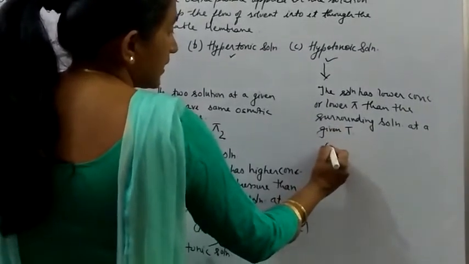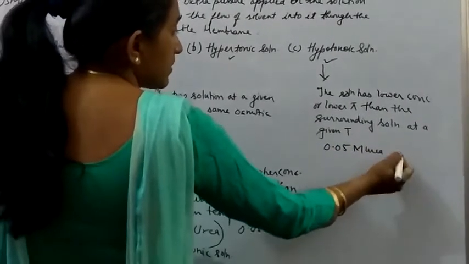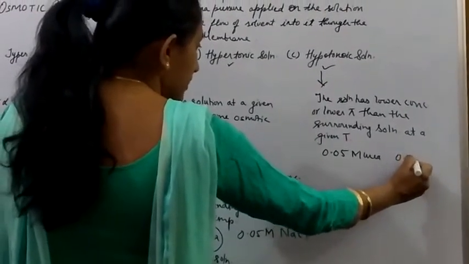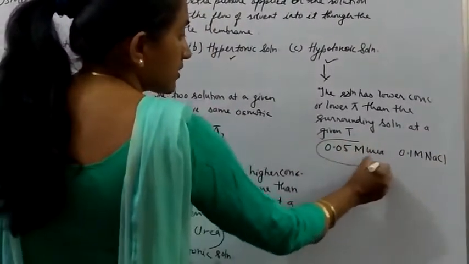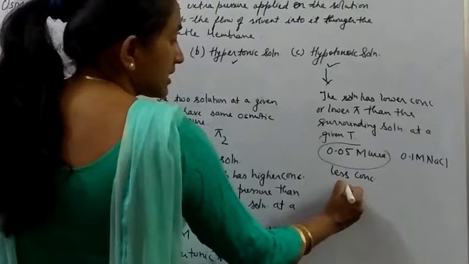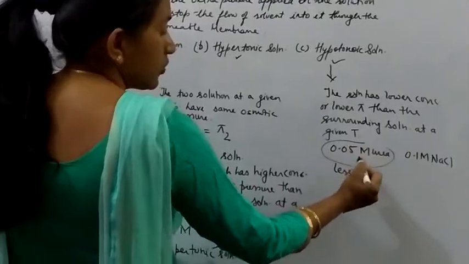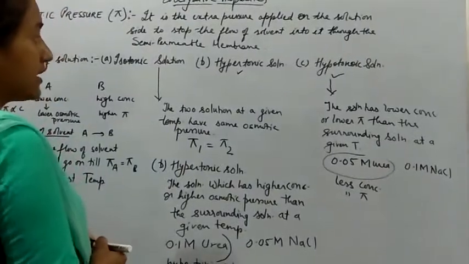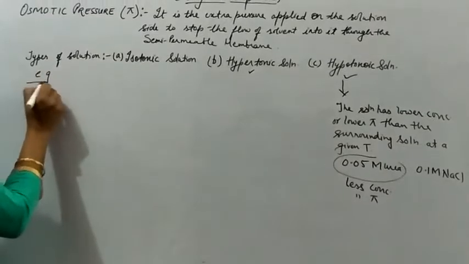Now let us consider that if it is 0.05 m urea, if it is being compared with 0.1 m NaCl. So here the concentration of urea is lesser. So less concentration, that means less osmotic pressure, and the other is having the higher. So 0.05 m urea is a hypotonic solution with respect to 0.1 m NaCl. Now let us take an example.